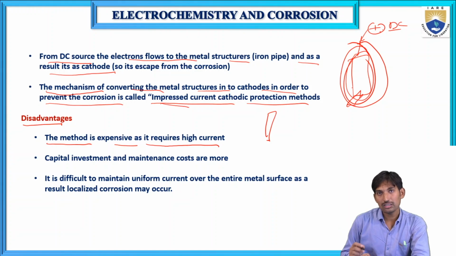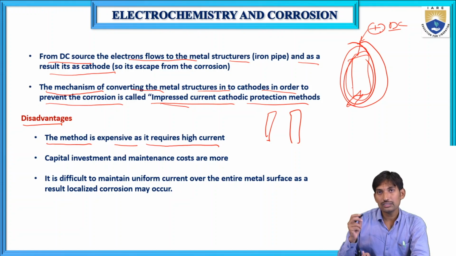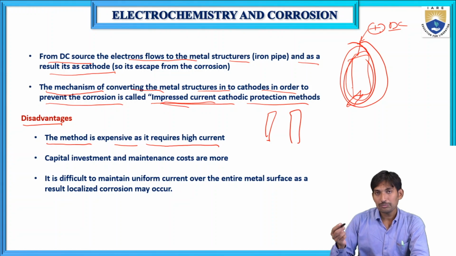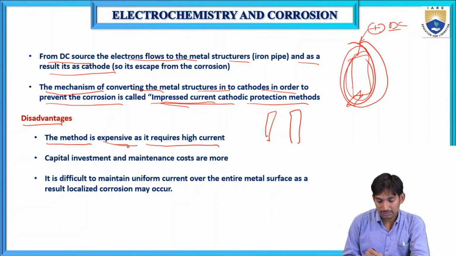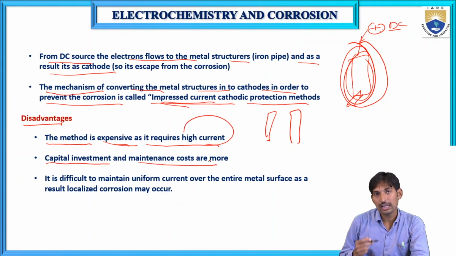But in case of the sacrificial anodic method, we need not supply any external current. That is the easiest and costless method. But the impressed current cathodic protection method is very expensive. Why? Because we have to apply some external energy. So this method is expensive and requires high current. The capital investment and maintenance costs are more. The capital investment, the cost and the maintenance of this impressed current cathodic method are very high.